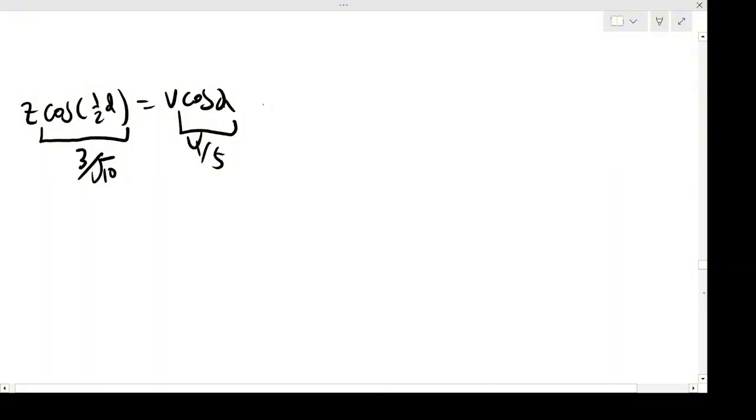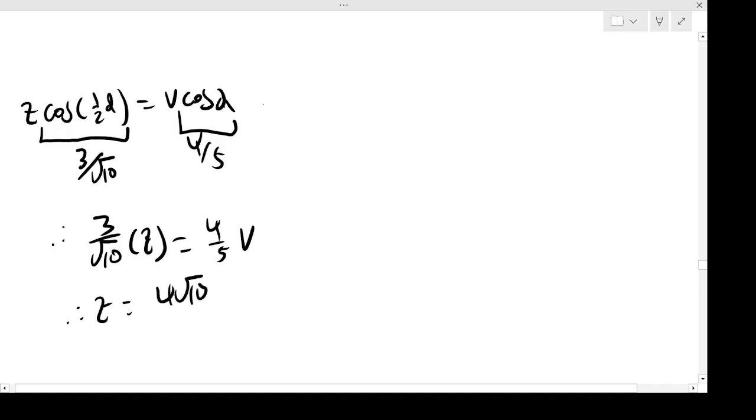And now you can see that we're going to get z in terms of v quite nicely, because we know what the coses are now. So we're going to have 3 over root 10 lots of z is 4 over 5 v. If I want to solve for z, I'm going to divide by 3 over root 10. If I do that, I get z to be 4 root 10 over 15 v.